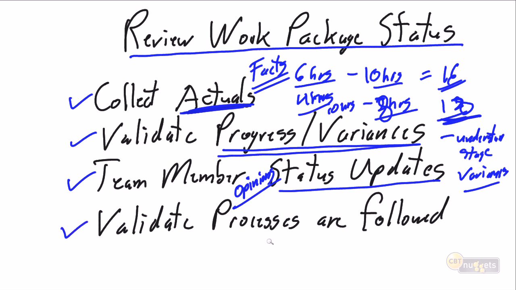And we're going to validate that the processes are being followed, that config management, that the code is being checked in, that the documents are being prepared according to our version control processes, that the quality processes are being followed, that the peer reviews are being conducted appropriately, and on and on and on. So we work with the team members and validate that all of the work and only the work is being done according to the predefined project plan, and that all of our variances are explained, understood and justified.